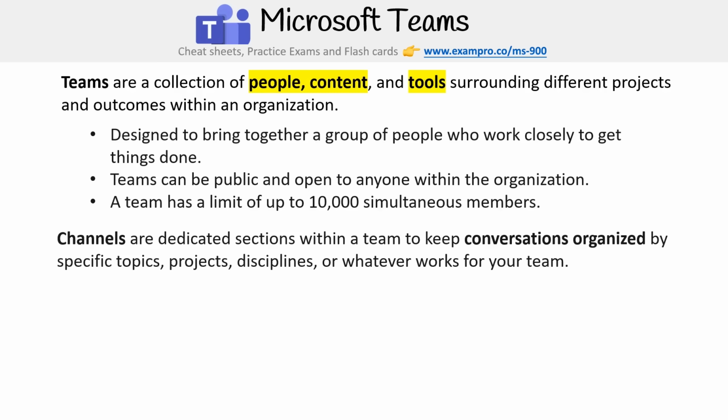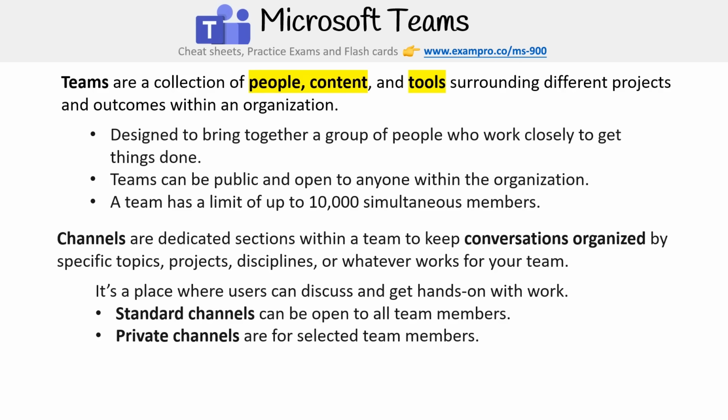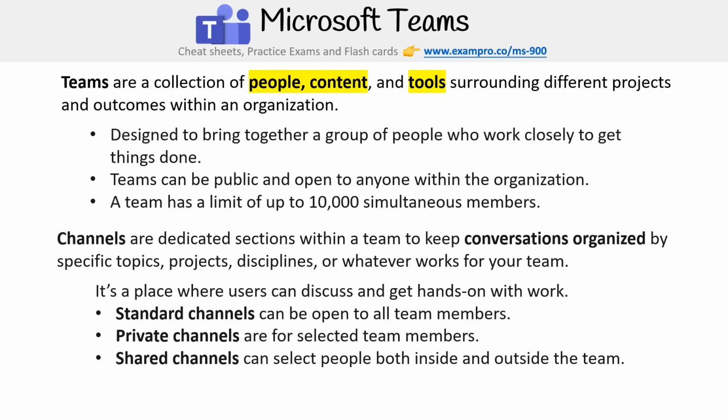Channels are dedicated sections within a team to keep conversations organized by specific topics, projects, disciplines, or whatever works for your team. It's a place where users can discuss and get hands-on with work. There are 3 types of channels. The first type of channel are standard channels. This can be open to all team members. Next, we have private channels, which are for selected team members. The last type of channel are shared channels. This can select people both inside and outside the team.